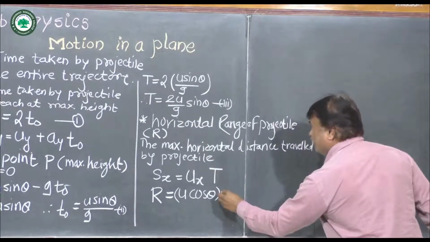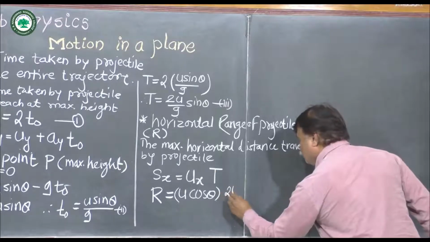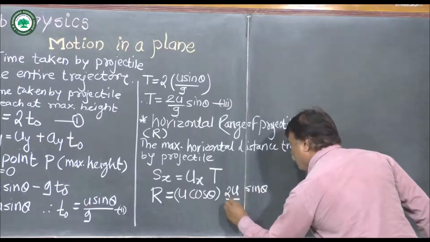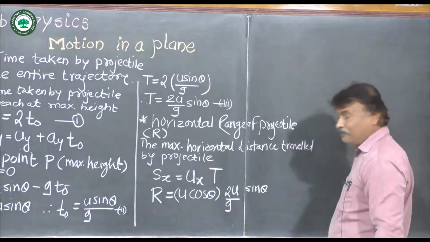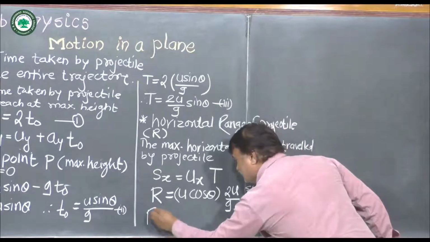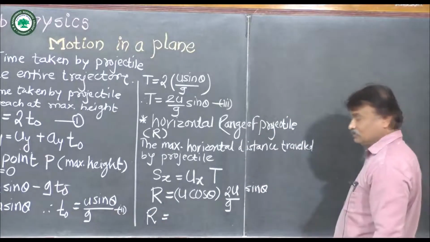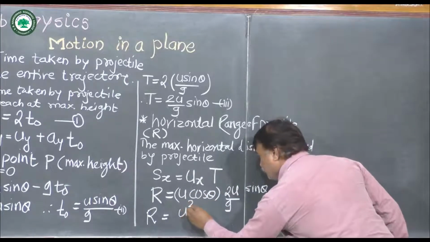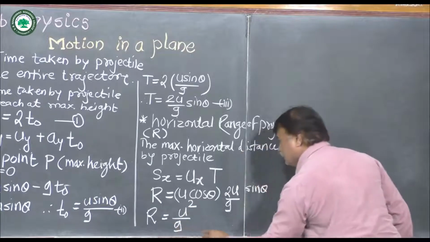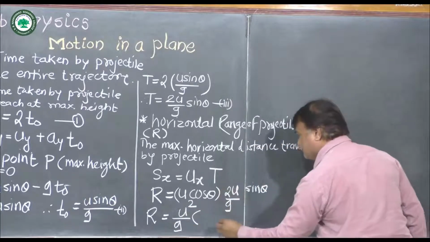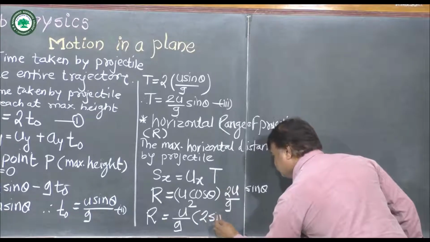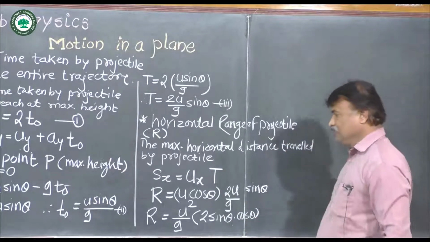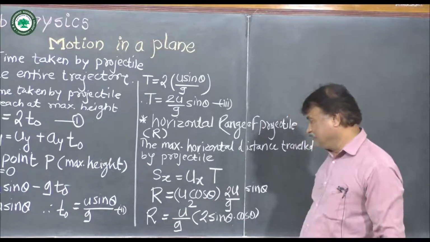We know that time of flight T is equal to 2u upon g into sine theta. So we substitute the value of T. So we write 2u sine theta upon g. By rearranging this, we get R is equal to u into u, which will become u square upon g, in bracket remaining is 2 sine theta into cos theta. This is the range of projectile.